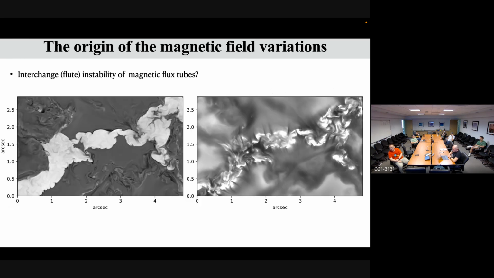So I think it is a very interesting and promising mechanism to explain how these corrugated magnetic boundaries are produced in the photosphere. However, as far as I know, this has not been studied and proved in the observations or in the simulated data.